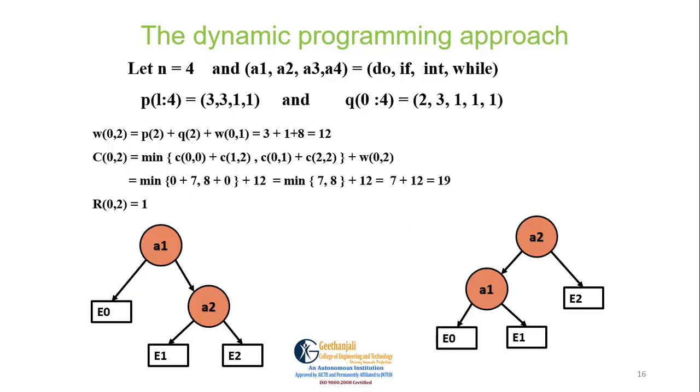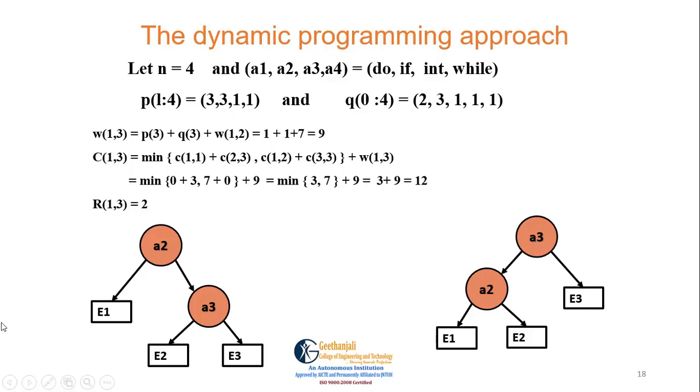So now I am trying to construct the tree which contains exactly two nodes. So what are the two nodes here? A1 and A2 as the two nodes. So now which is the optimal binary search tree among these two nodes? It is the first one. Okay.